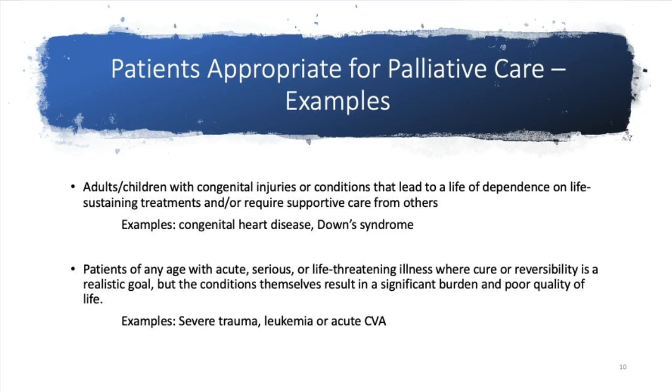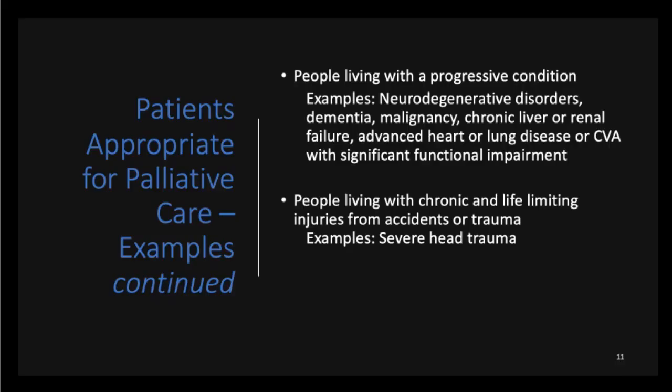So these types of illnesses, these chronic illnesses, result in a significant burden and poor quality of life. Here's a couple more examples. People living with a progressive condition, and this was the majority of my palliative care patients. So neurodegenerative disorders, dementia, malignancy, liver, renal failure, all of those. I mean, I saw many patients with those.